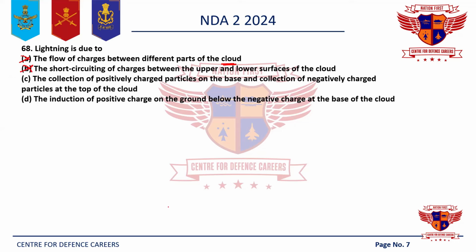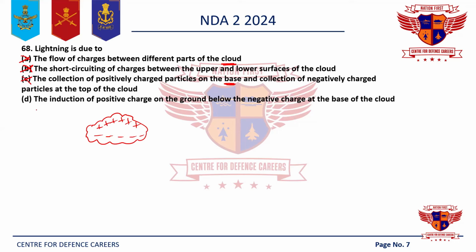Now let's move on to the third option. The collection of positively charged particles at the base and collection of negatively charged particles at the top of the cloud. Now, when lightning occurs, generally the positive charges are at the top of the cloud and negative charges are at the bottom of the cloud. Here in the option, they have mentioned that the positive charges are at the base, which makes this option wrong.